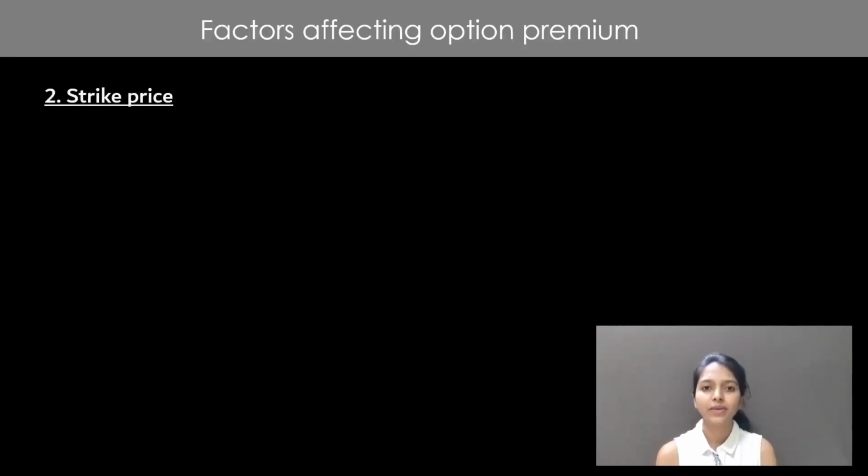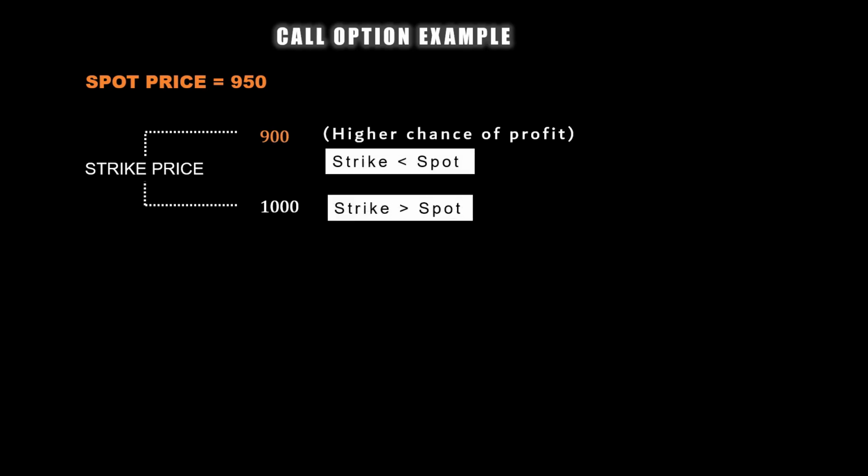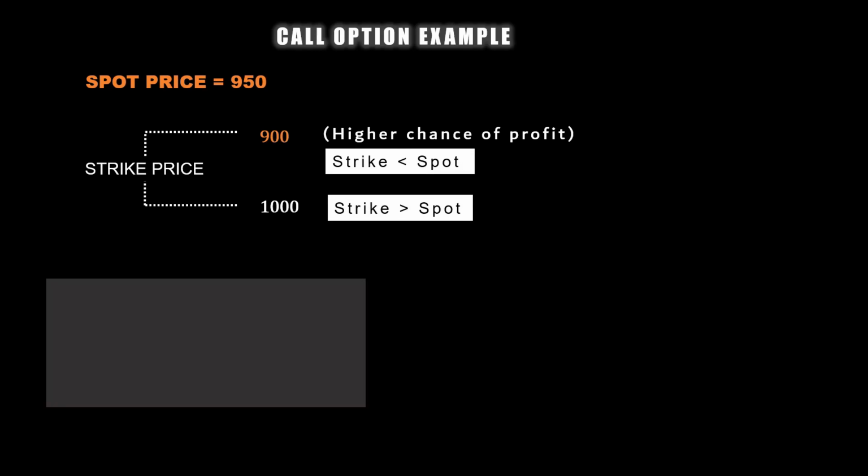Second factor is strike price. So lower the strike price of the call option, the higher will be the call option's premium. For example, the spot is at 950 and we have two strike prices given, 900 and 1000. If we choose the strike price of 900, chances of the call option buyer making money is higher than if we choose the strike price of 1000. Therefore, the premium at 900, which is a lower strike price, is more than at 1000.